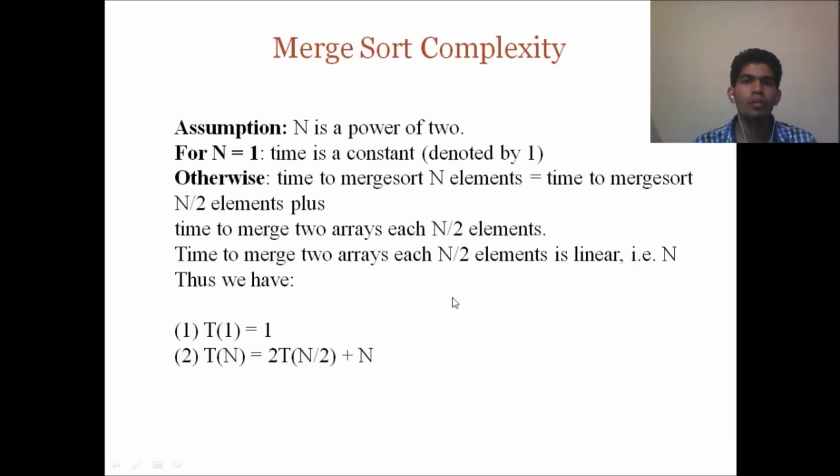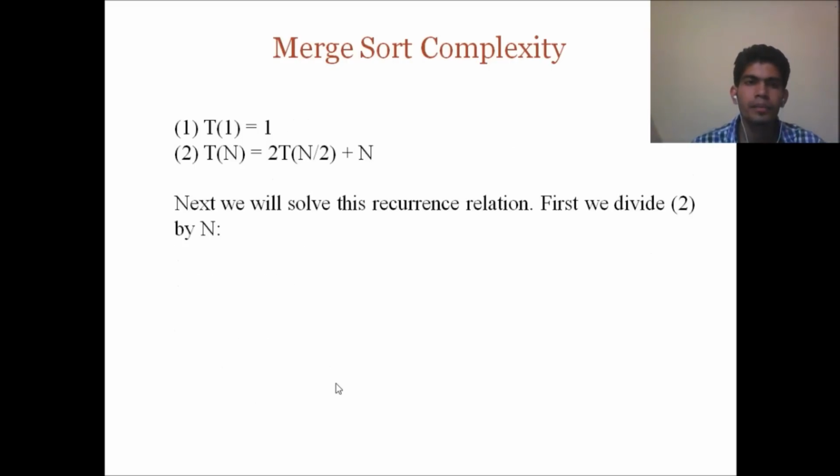Now let us derive the complexity of the merge sort. We take the assumption that n will be a power of 2. Now for n equal to 1, the time will be constant, as the time to merge sort n elements is equal to the time to merge sort n by 2 elements plus the time to merge two arrays each of n by 2 elements. The time to merge two arrays each of n by 2 elements is linear, that is n. Thus we have the two equations, T of 1 is equal to 1 and T of n is equal to 2T of n by 2 plus n.